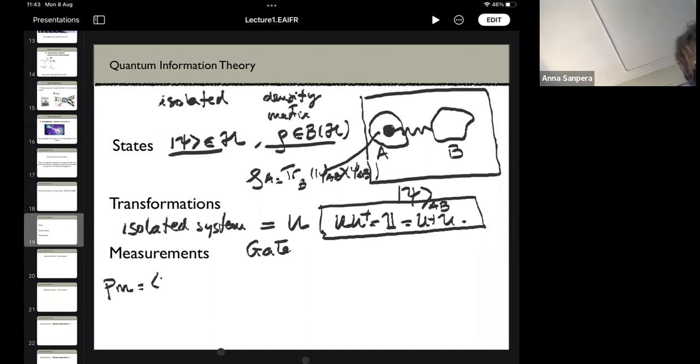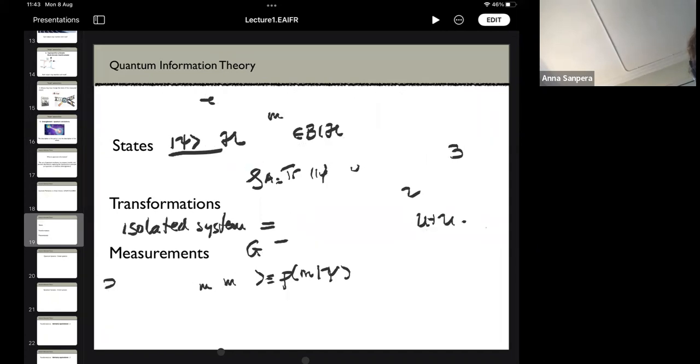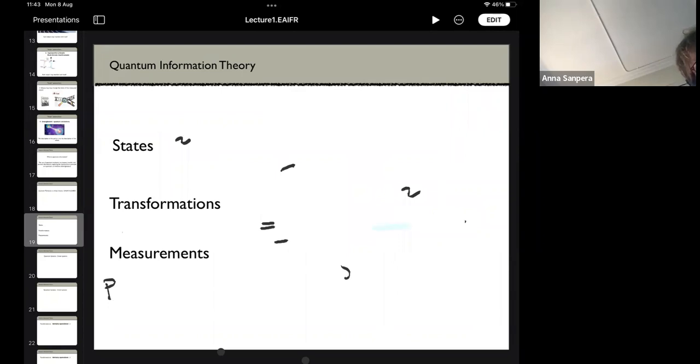So if we have a system and we have a set of operators, which are positive, this is the probability that I obtain the output M when I measure on phi. And all these things here, I'm going to represent like that. Okay, so all these things are quantum mechanics.